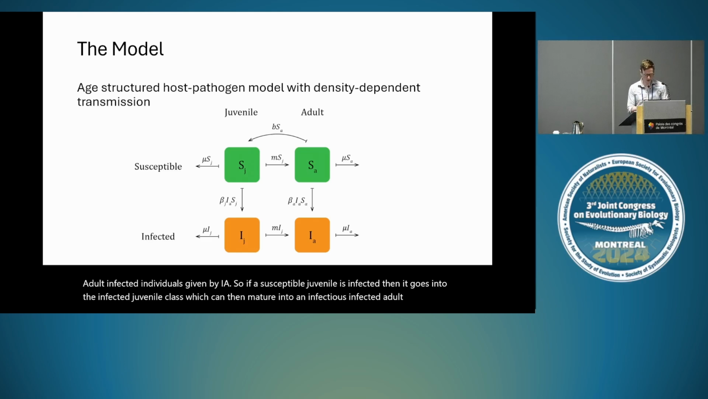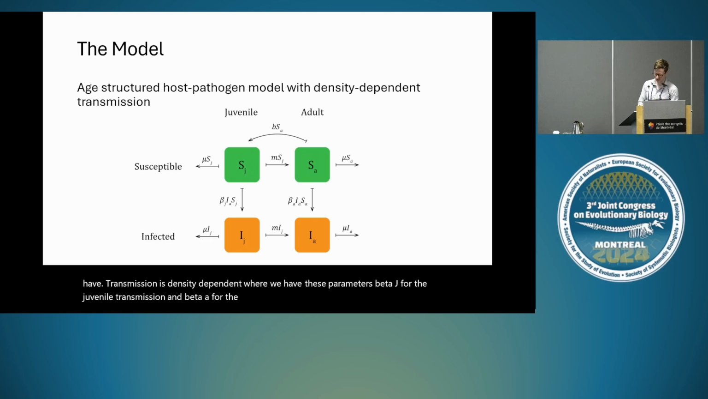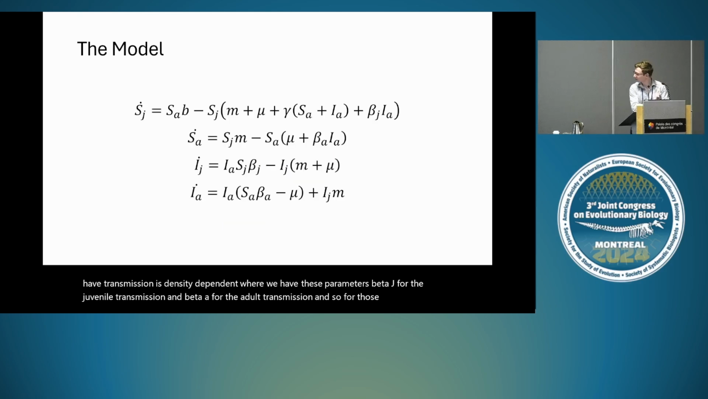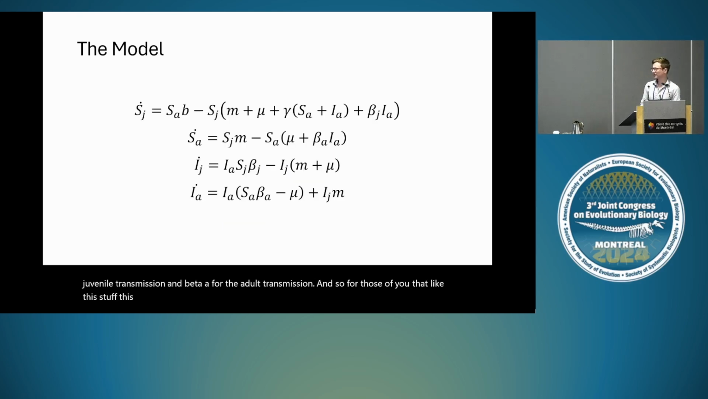Transmission is density dependent, where we have these parameters beta J for the juvenile transmission and beta A for the adult transmission. For those of you that like this stuff, this is what the model looks like written out as a differential equation. I'm not going to linger on this for too long, but yeah, we got math.